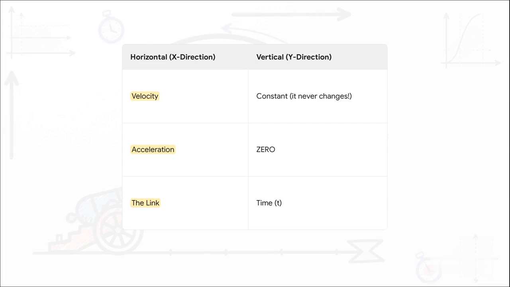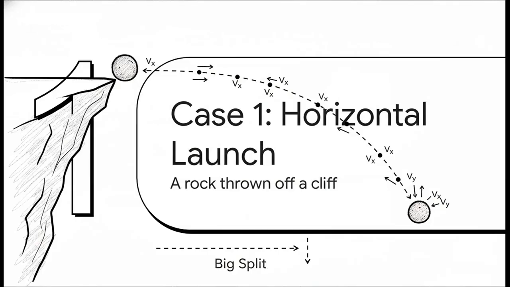So you have these two completely separate stories happening at the same time. And what's the one thing that links them together? Time. The object is only flying for a specific amount of time, and that time is the one thing these two separate worlds have in common. Okay, theory is great, but let's actually see how this works. We're going to jump into our first case study, a nice, simple horizontal launch. Think of it as mastering the basics by throwing a rock off a cliff. Let's see this big split in action.